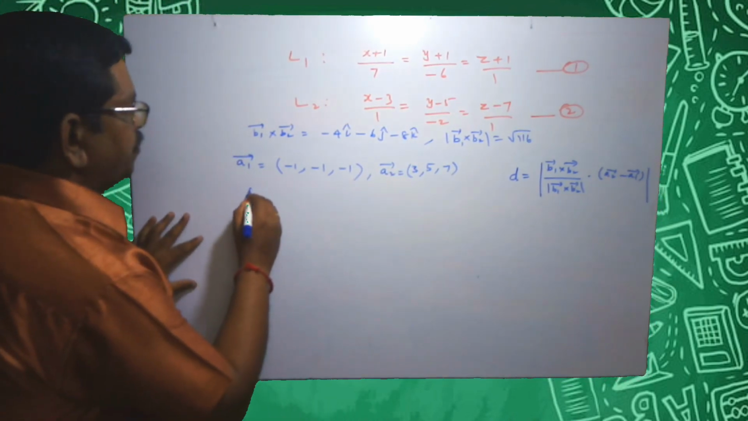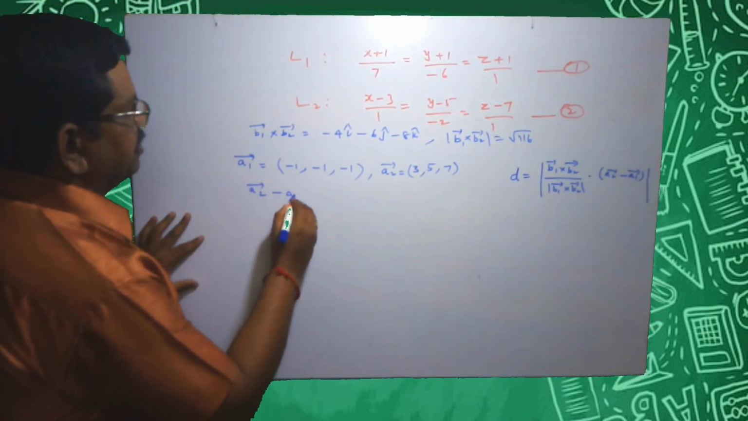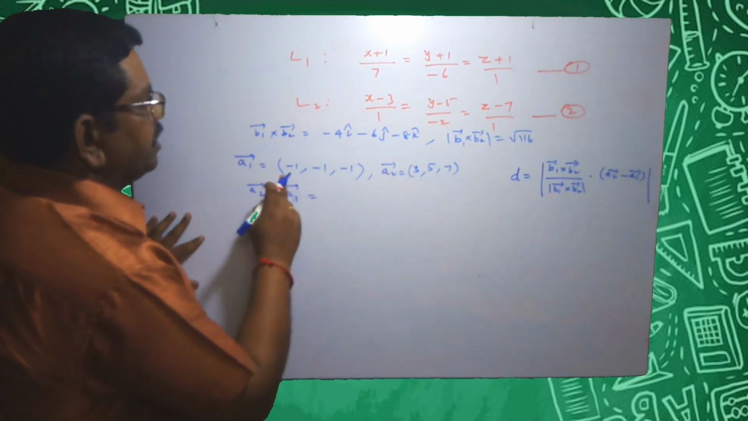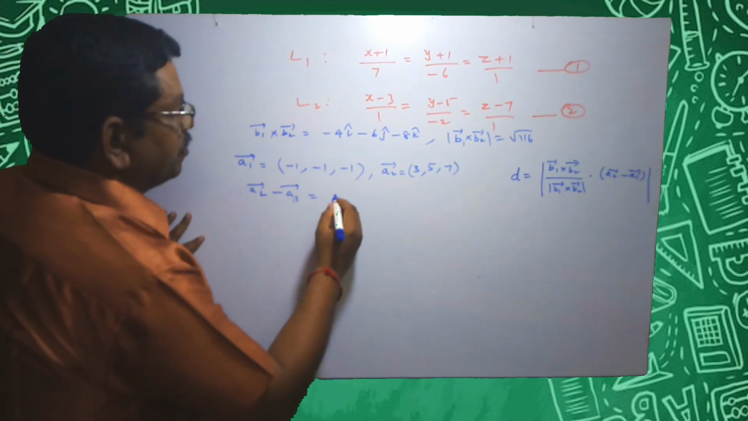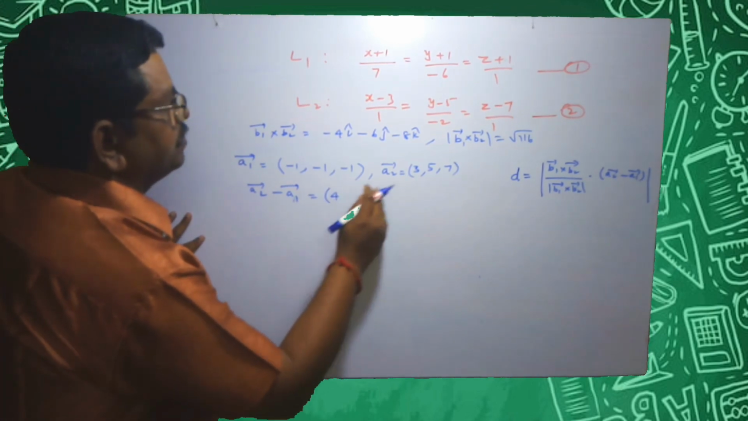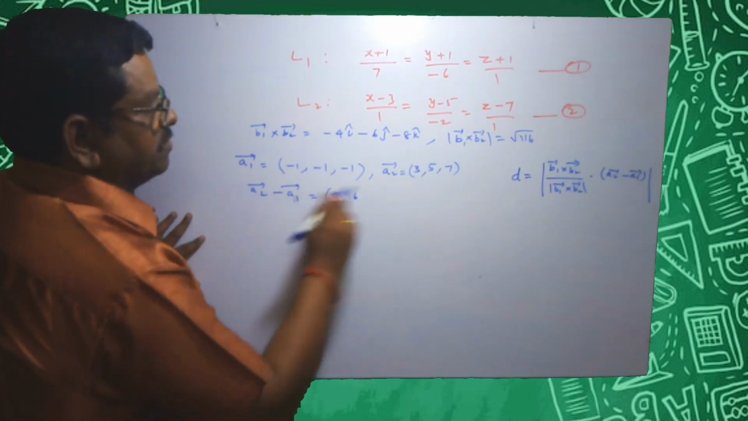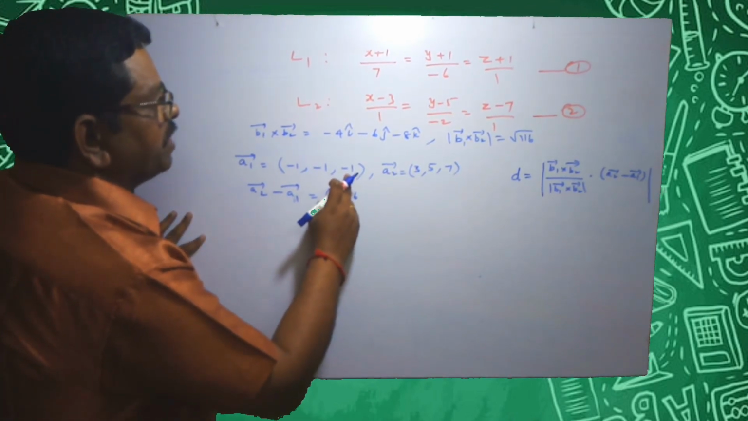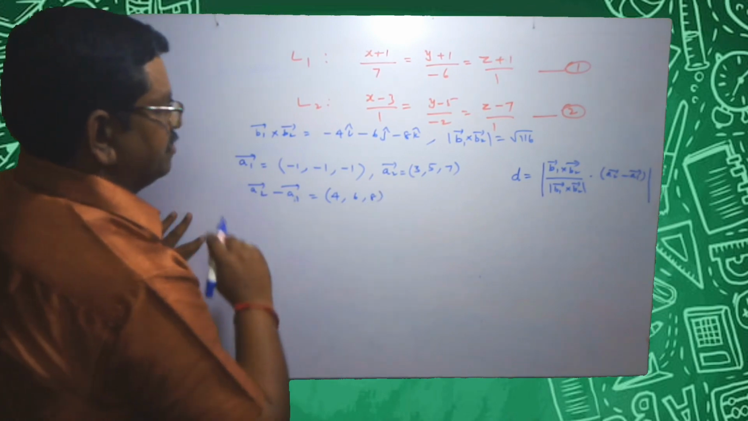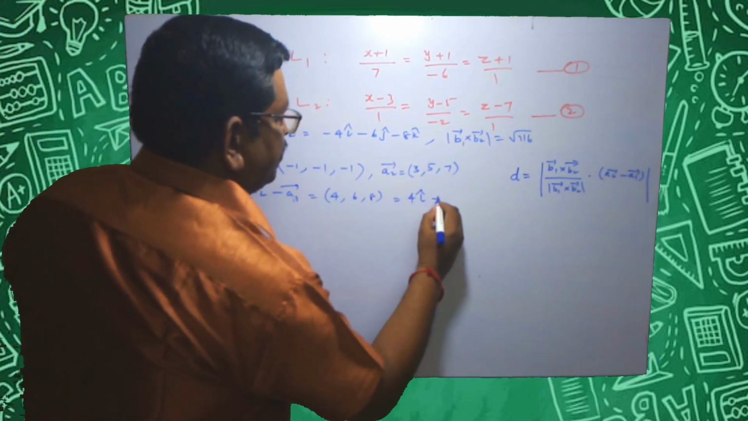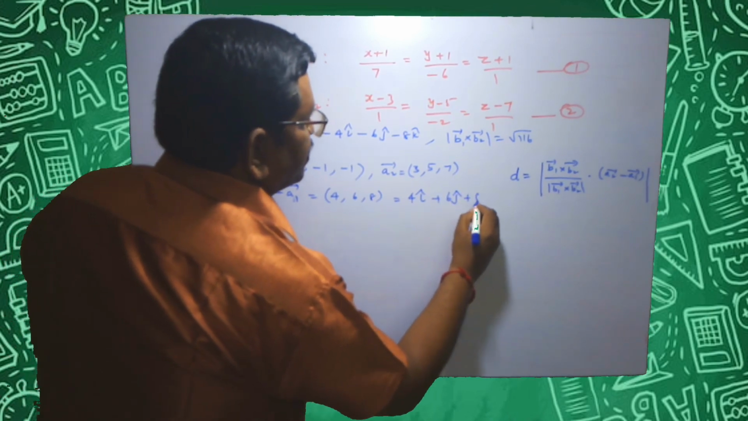Let us find A2 minus A1, A2 vector minus A1 vector. So 3 minus of minus 1, that is equal to 4. 5 minus of minus 1, that is equal to 6. 7 minus of minus 1 is equal to 8. We can write this as 4i plus 6j plus 8k.